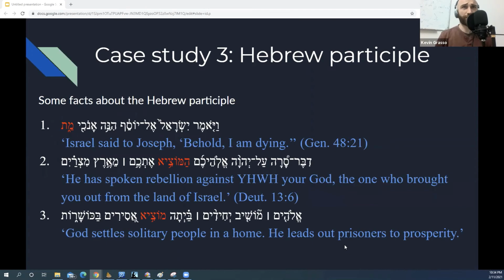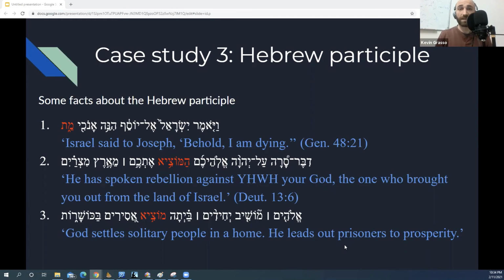So there's a lot we could do here about the participle, but I just want to give a few examples so we can see the kinds of things that we need to consider. Okay, so this is Genesis 48:21. This is an example I read in the podcast, but it just shows the aspectual interpretation. Vayomer Yisrael el Yosef, hine anochi met. Okay, so hine anochi met means just, behold, I am dying.